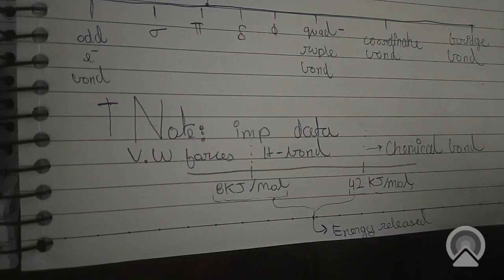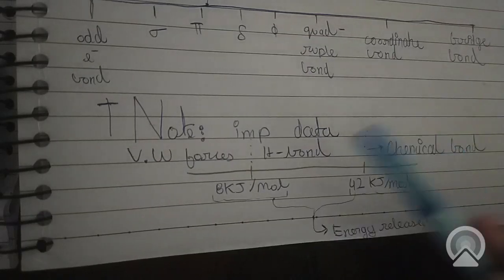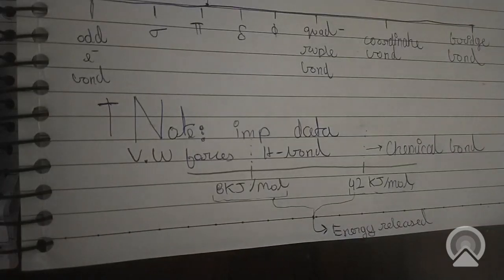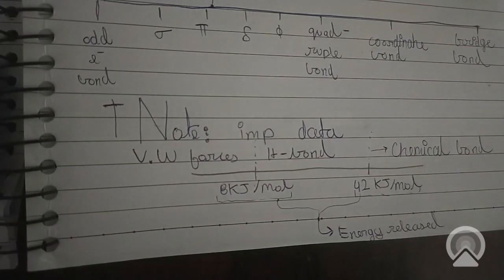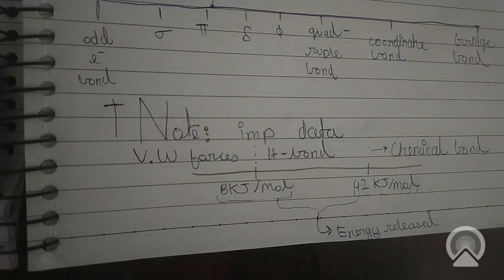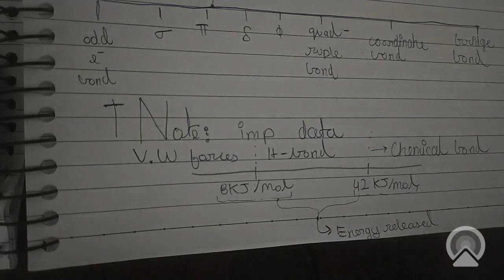Now this is where it gets interesting. Between 8 and 42, not exactly 42, but of course it's a very big number, where more than 8 and less than 42 kilojoule per mole energy is released, it's a hydrogen bond. But how can simple forces of attraction govern the release of energy? Well, that's something you have to browse. If you don't understand anything, then you can ask me in the comments. But it explains a very important thing in organic structures.